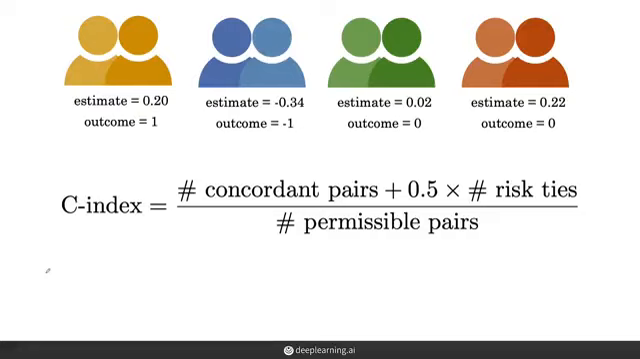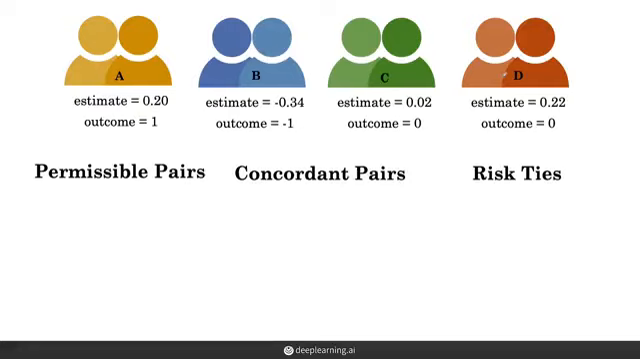Let's compute the C-index with an example. First, we'll get the permissible pairs. Remember that these are pairs with different outcomes. So we look at pairs that will have different outcomes, first considering AB, seeing that they have a different outcome.